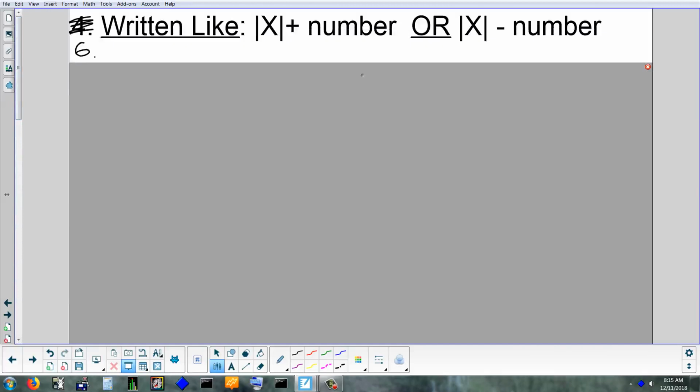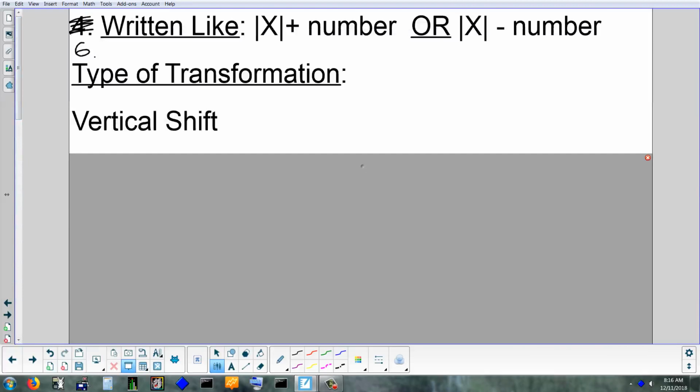So the last one you do is your vertical shift. That's when you have plus or minus. But look where the plus or minus is. Is it inside or outside the bars? Outside. So outside the bars means it's vertical. Plus or minus means it's a shift. Put the two together, vertical shift. And that's always the very last one we would list.